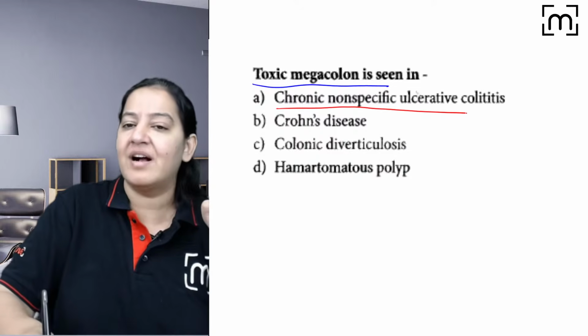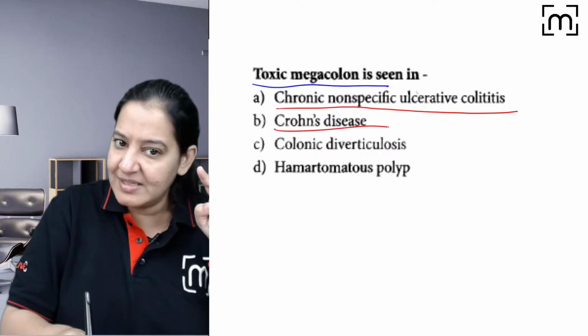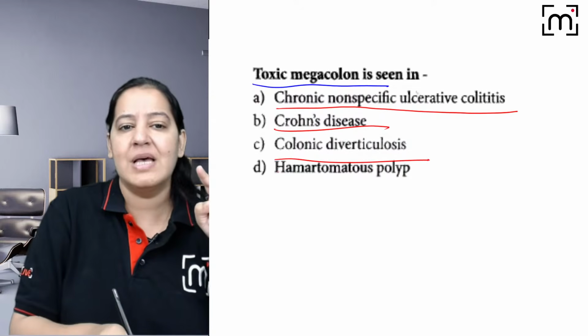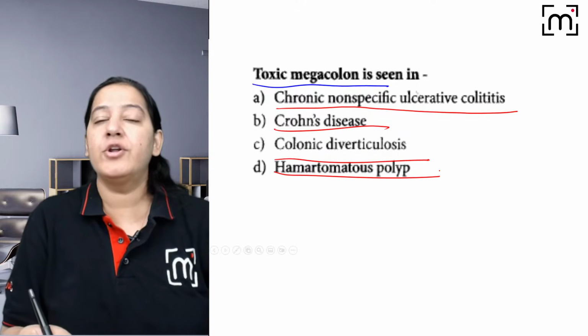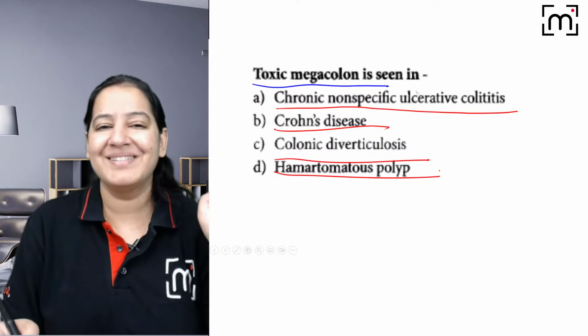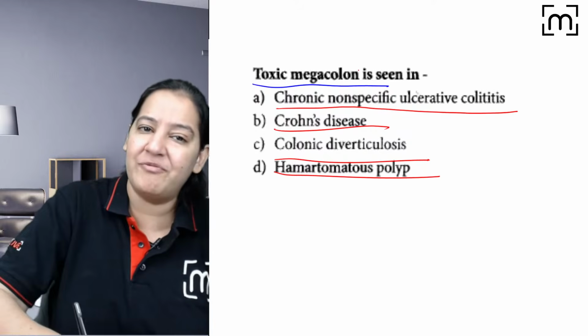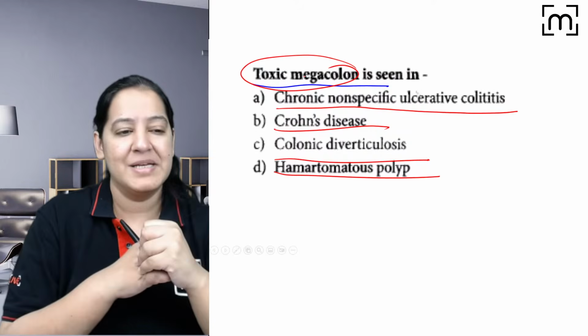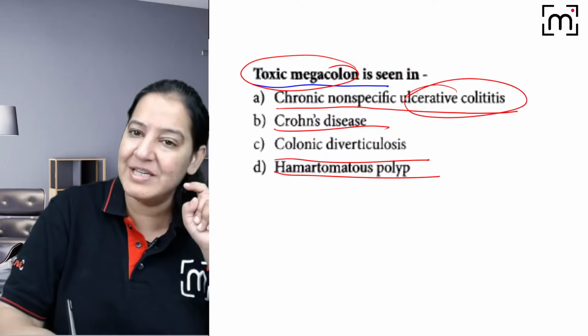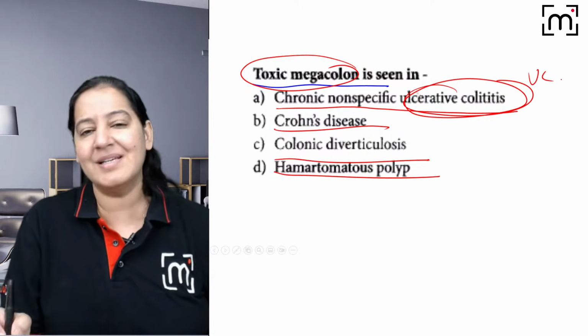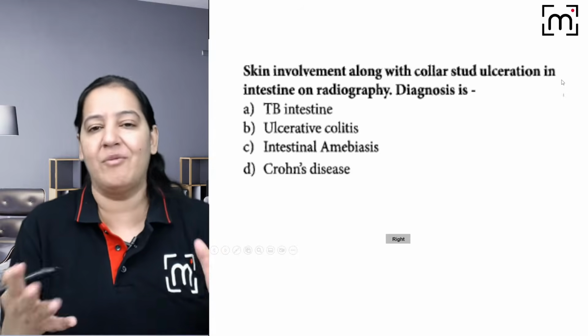Chronic non-specific ulcerative colitis, or Crohn's disease, or colonic diverticulosis, or hamartomatous polyp. What do you say? Toxic megacolon. So toxic megacolon is involvement of the complete colon with pseudopolyps. So yes, you all are right. It happens in ulcerative colitis. So this is how these are your PYQs from various exams.